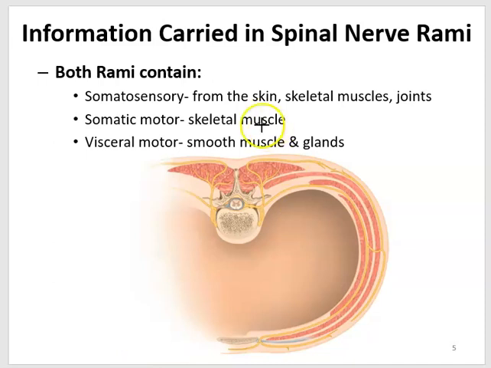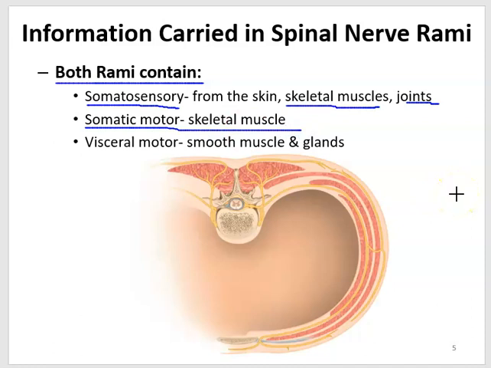The information that we're going to see in both rami, both the posterior and the anterior rami, includes somatic sensory from the skin, from skeletal muscles, like their state, their condition, are they contracted or relaxed, and joints, like positional sorts of sensory information. Both rami also contain motor to skeletal muscles, so that's somatic motor. And both rami contain visceral motor neurons, which will be going to smooth muscle or involuntary muscle, and glands throughout the body.